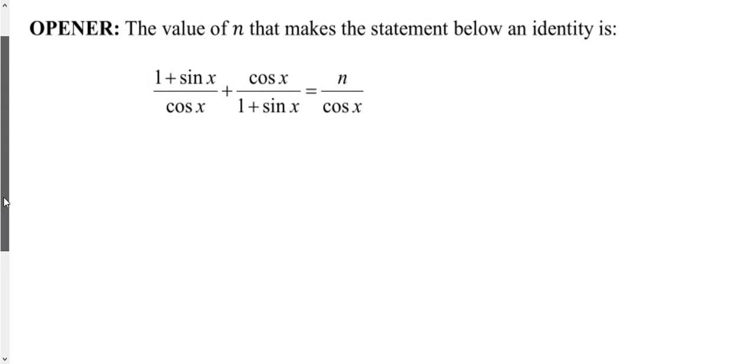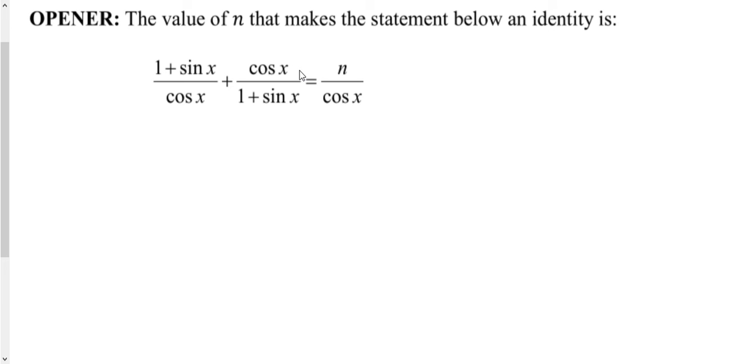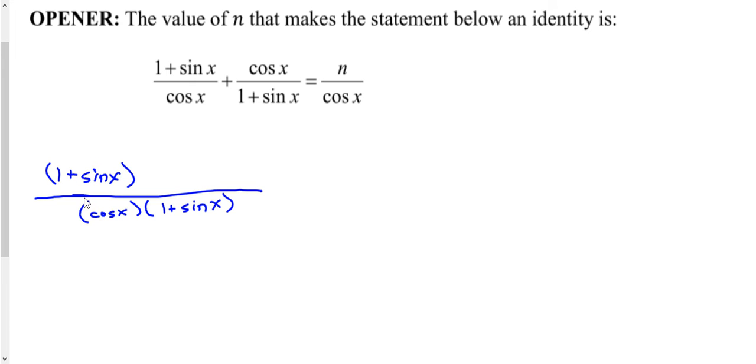I'm going to basically try my best to clean up and get just a cos x denominator on the left alone. Well, right now I have two fractions, so what I want to do is combine fractions. The way I combine fractions is make a common denominator. So in this case here, I'm going to have a common denominator of cos x and the 1 plus sine x. So if that's my common denominator, that means I'm going to take this original 1 plus sine x and multiply it by the denominator of the other fraction, which was 1 plus sine x.